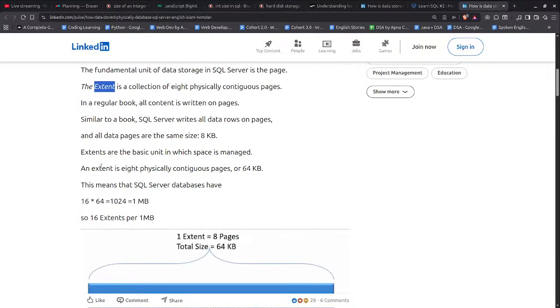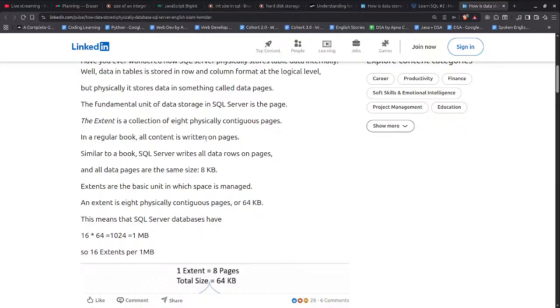In a regular book, all content is written on pages. Similar to a book, SQL Server writes all data rows on a page. So one row is just on a page. All data pages are the same size, 8 KB. So ultimately the fundamental unit is the page, first of all.